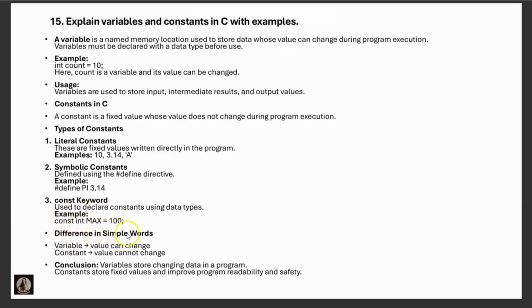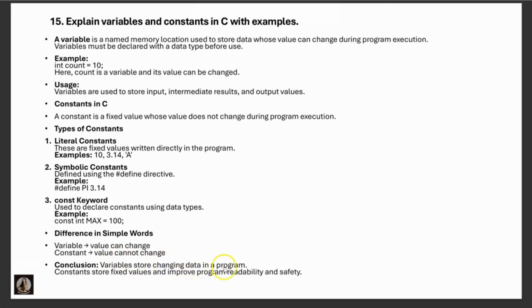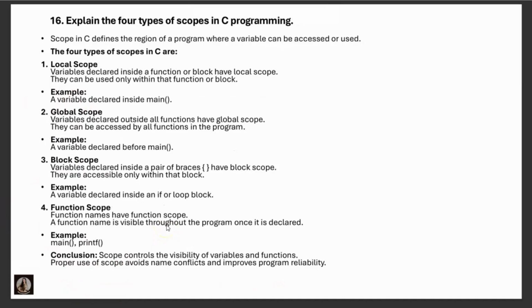The difference in simple words between the variable and constant: for a variable, the value can change during the program execution. Constant means the value cannot change during the program execution. The variable stores changing data in a program. Constant stores the fixed values and improves the program readability and safety as well. This is all about the variables and constants in simple words.